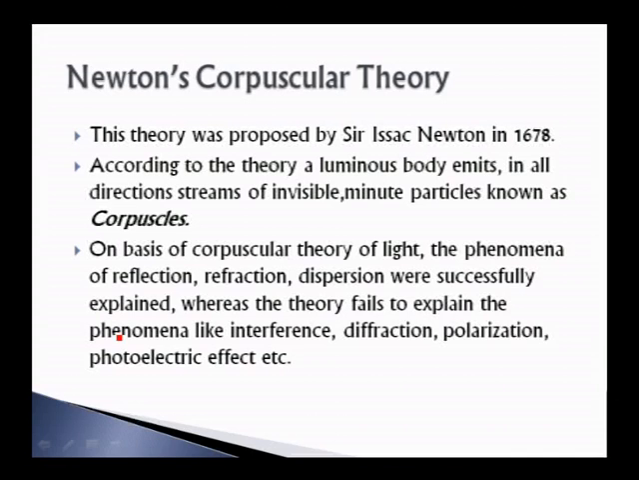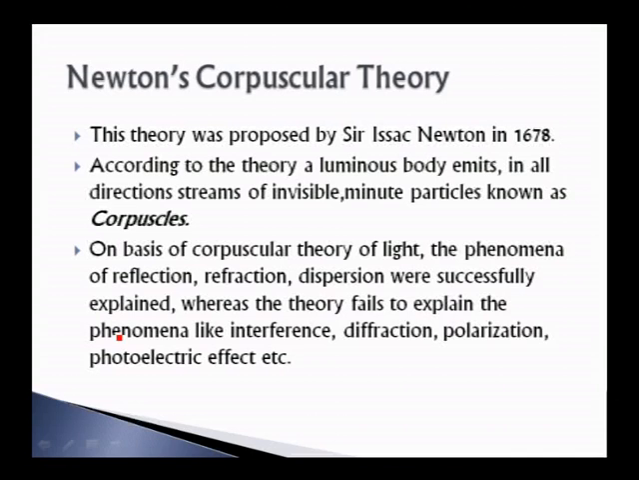Corpuscles are minute weightless particles. In the year 1678, Newton thought that light is made up of small minute particles, emitted from a highly burning body, that is, a luminous body. These particles are emitted in all directions, and they cannot be seen by us because their size is so small. Our eyes are not sensitive enough to detect them, hence he called these particles corpuscles.